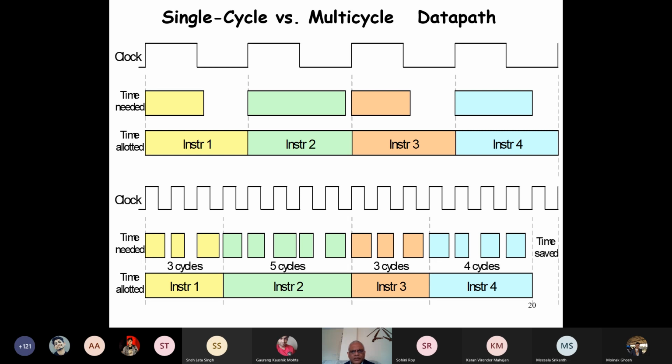On the other hand, in a multi-cycle computer, each instruction takes some multiple of cycles. Instruction 1 takes 3 cycles, instruction 2 takes 5 cycles, instruction 3 takes 3 cycles, instruction 4 takes 4 cycles. So, which one is advantageous?